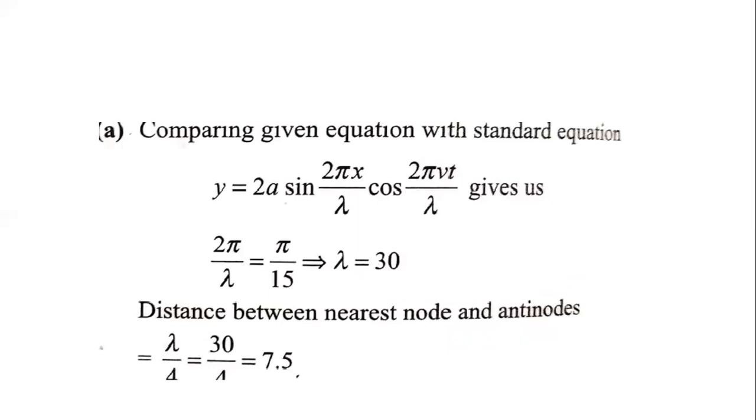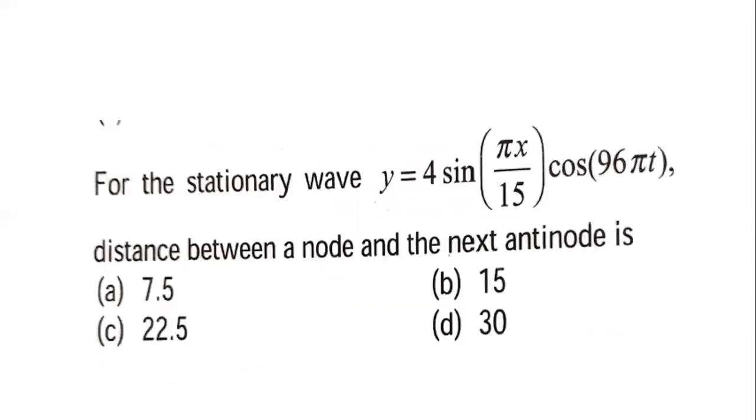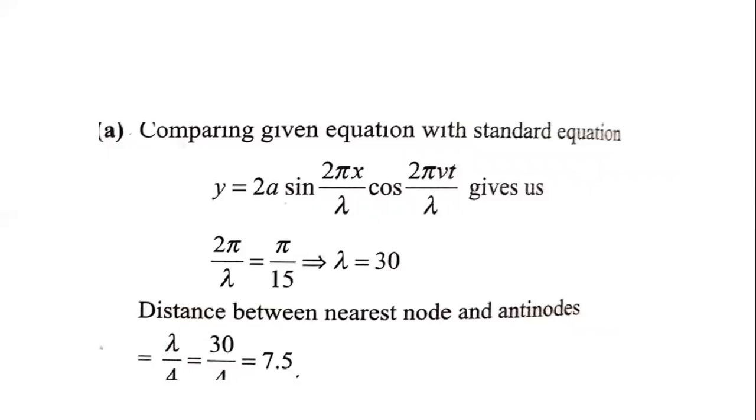What I just told you: compare the given equation with the standard wave equation. So y is equal to 2a sin(2 pi by lambda x) cos(2 pi nu t). Here 2 pi by lambda is pi by 15. Just compare pi by 15 x and 2 pi by lambda x. Upon comparison, what you get is wavelength as 30 meter. Once you get the wavelength, the distance between the nearest node and antinode, as I told you, is lambda by 4.